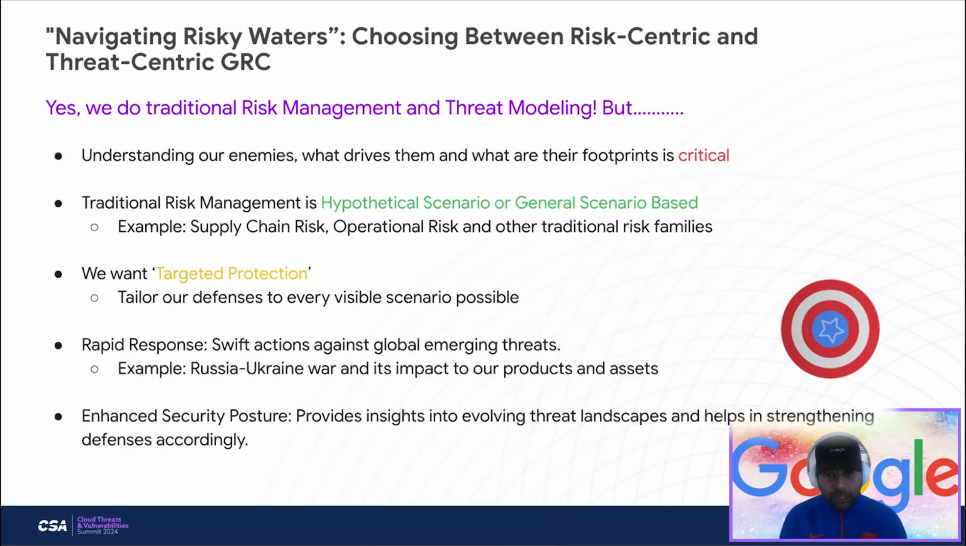We want our defenses to be tied not only to the exact scenario that is happening around the world, but also to who the threat actors are and how they are performing. A good example is rapid response. We want swift actions against global emerging threats. A good example is the Russia-Ukraine war, and how it can impact an organization, its products and assets. That's the very targeted protection, analysis, and intelligence that we want to drive.